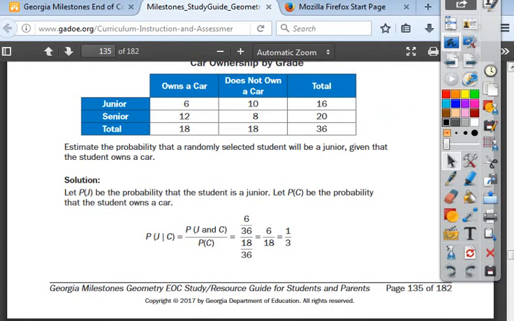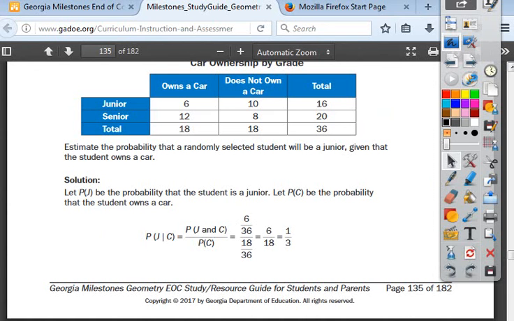Remember the probability stuff? If it says something like this, estimate the probability that a randomly selected student will be a junior given that the student owns a car. Where am I looking now? Find the given that part. Given that they own a car. So how many own a car?